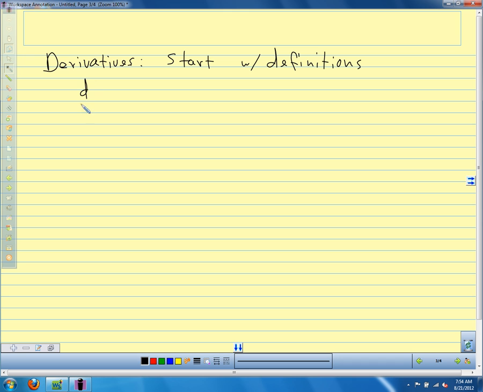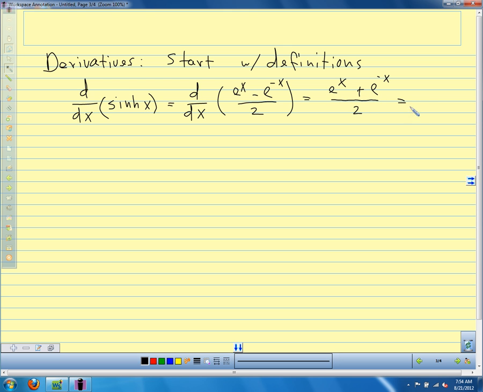So if we take the derivative of the hyperbolic sine, sinh, what we're doing is taking the derivative of e to the x minus e to the minus x over 2. When we differentiate that, we end up with e to the x plus e to the minus x over 2, which is hyperbolic cosine. So to find our derivatives, we're just starting with our definitions.